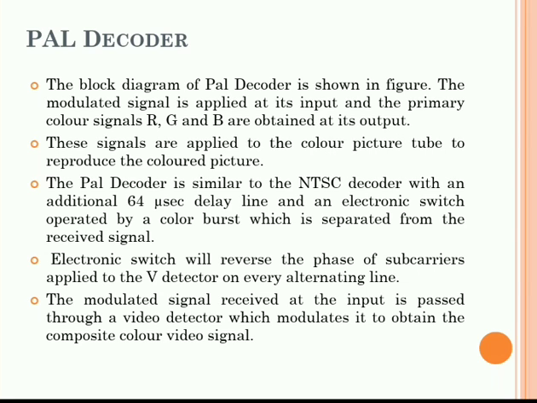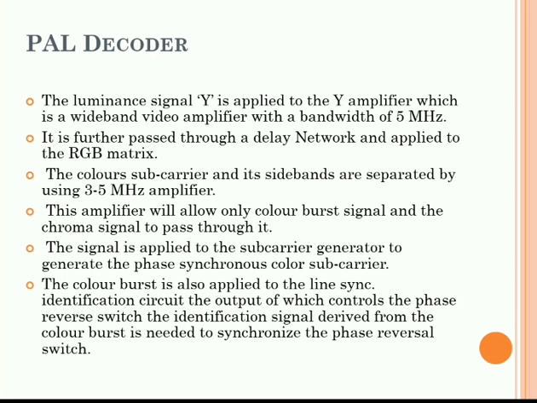An electronic switch operated by the color burst, which is separated from the received signal. The electronic switch will reverse the phase of the subcarrier that is applied to the V detector on every alternating line. The modulated signal received at the input is passed through the video detector which demodulates it to obtain the composite color video signal. Now let us see, the luminance signal Y is applied to the Y amplifier, which is a wideband video amplifier with a bandwidth of 5 megahertz.